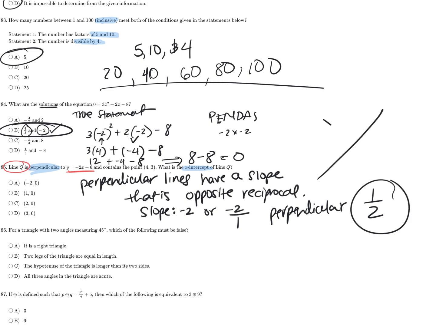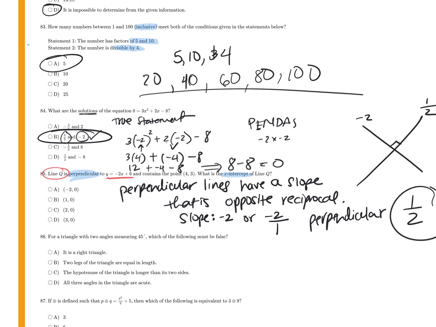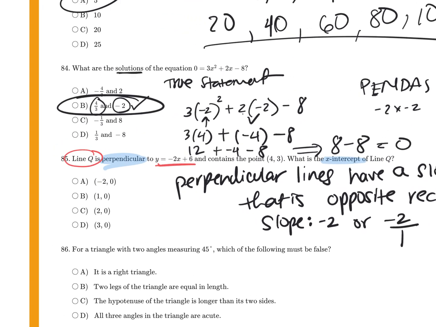Perpendicular lines form a right angle. So their slopes are opposite. They're going in different directions. So if this slope is -2, this slope has to be 1/2. That's how they form that T shape and form a 90-degree angle. So our new equation is going to be y equals positive 1/2 x plus, but we're missing the new y-intercept.